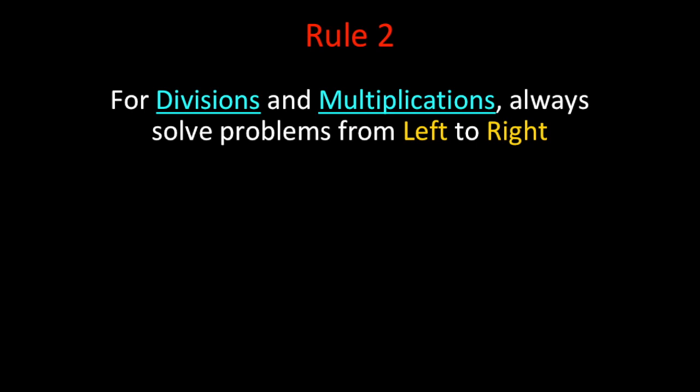Now let's look at rule number 2. Rule number 2 is for division and multiplication. When you have division and multiplication in a problem, you always solve them from left to right, the same way you did for addition and subtraction. For division and multiplication, you always start from left to right. Now let's look at an example.